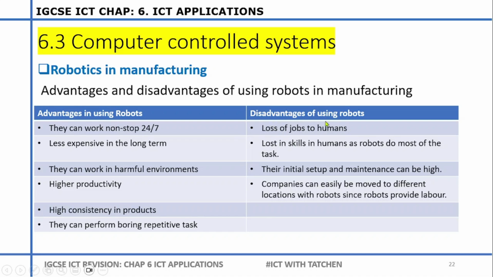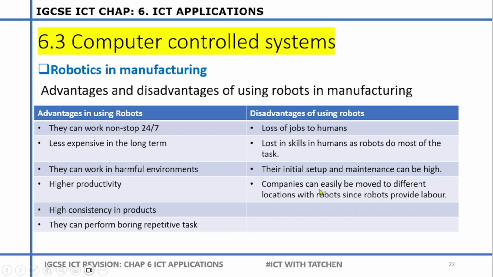Now, what are some of the disadvantages? Obviously, people will lose their jobs. If you don't want to do the boring job, they'll get a robot to do it for you. So there's loss of skills in humans as robots do most of the tasks. So I always say, if you don't want to do the boring tasks, learn how to use a robot or learn how to develop the robot yourself. That way you don't run out of job or you don't run out of source of livelihood. Now, their initial setup and maintenance can be high.